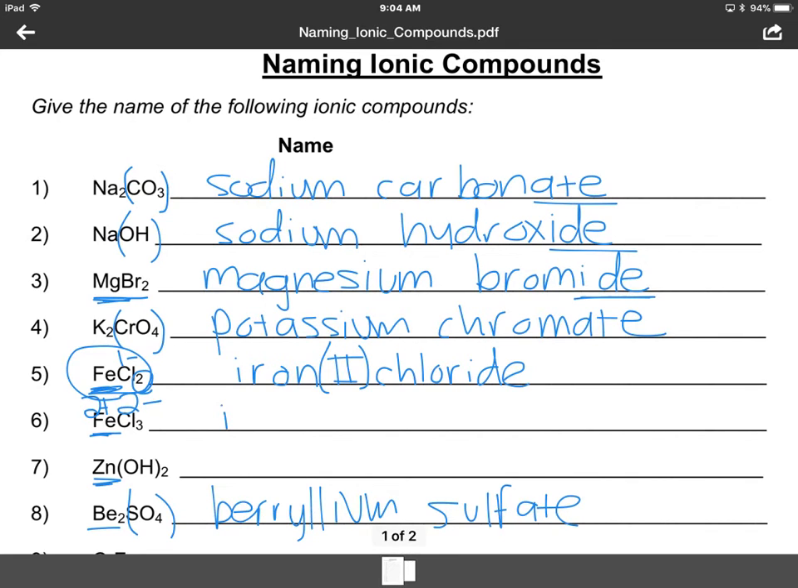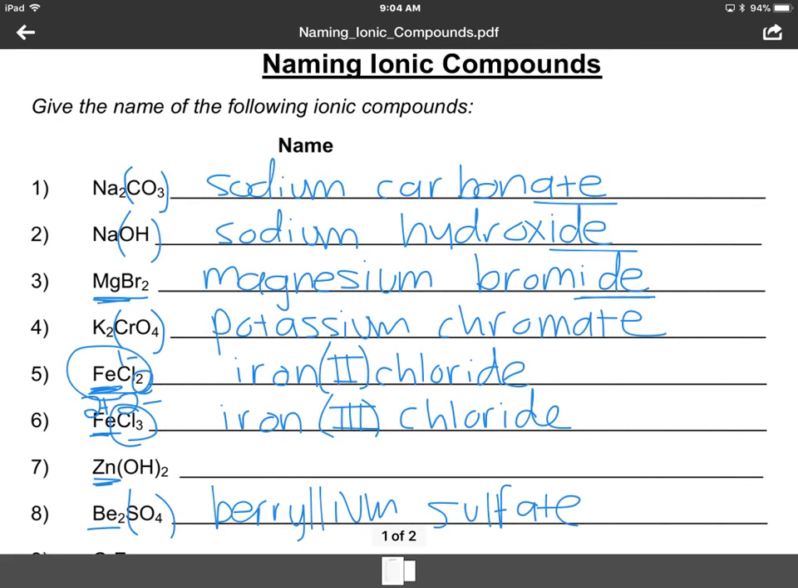Our next problem looks very similar, but instead of being iron 2 chloride, it is iron 3 chloride. 1, 2, 3. And we know it's 3 because this time we have 3 of the chlorines, only 1 of the iron, so it must be iron 3.